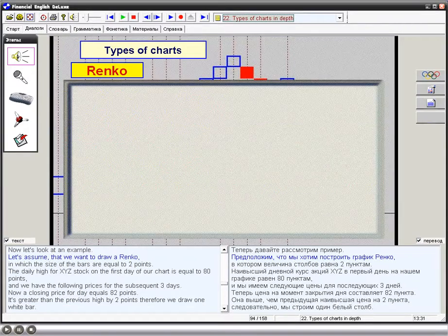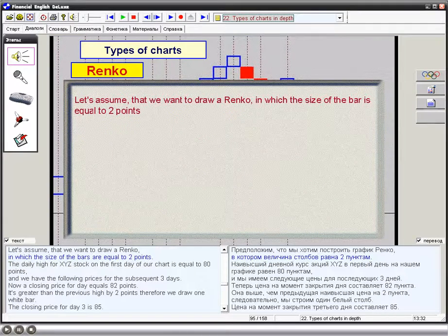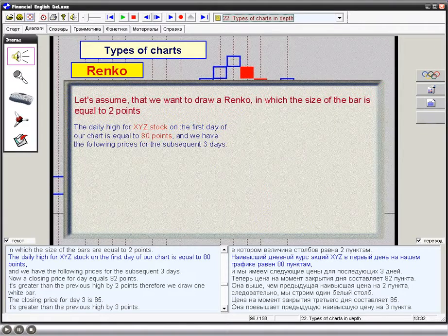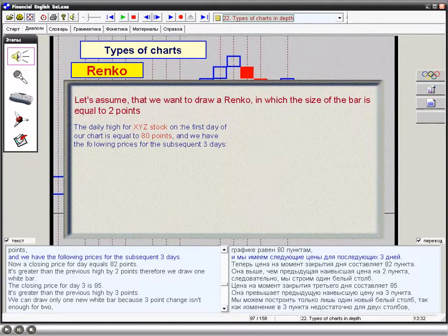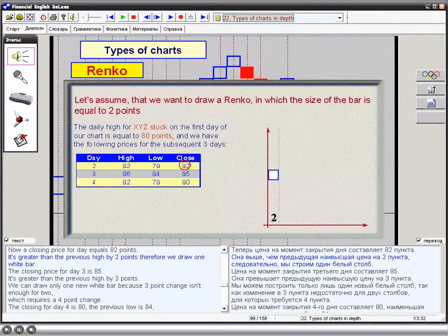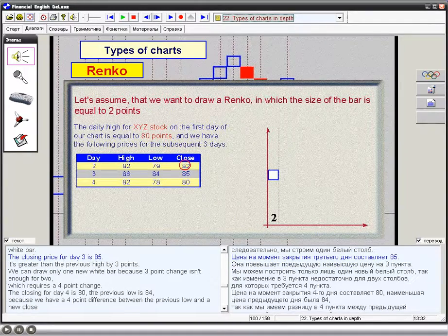Now let's look at an example. Let's assume that we want to draw a Renko in which the size of the bars is equal to 2 points. The daily high for XYZ stock on the first day of our chart is equal to 80 points, and we have the following prices for the subsequent 3 days. Now, the closing price for day 2 equals 82 points. It's greater than the previous high by 2 points, therefore we draw one white bar.